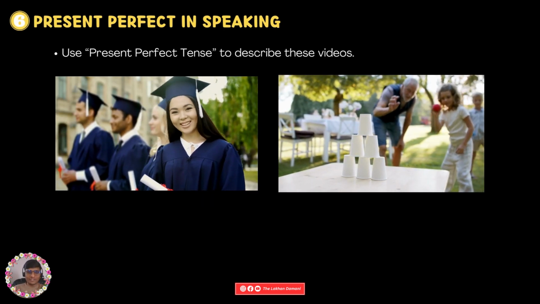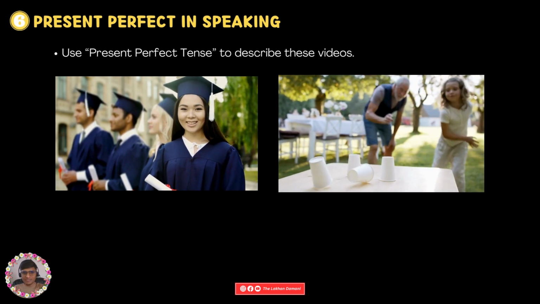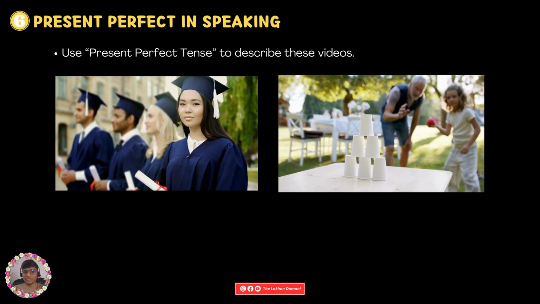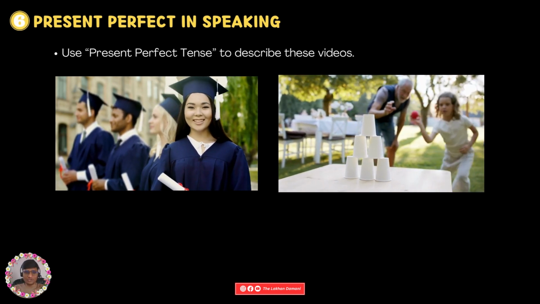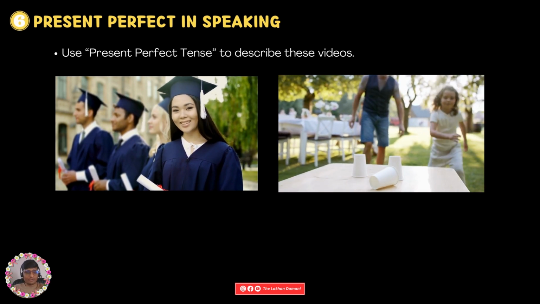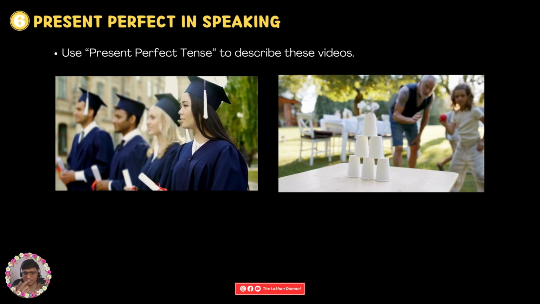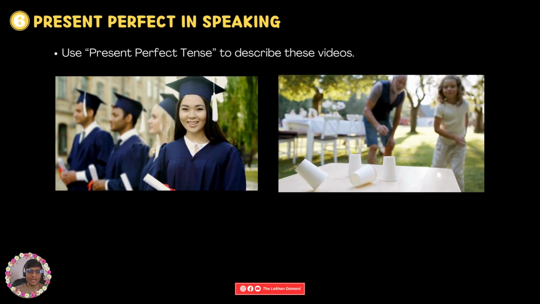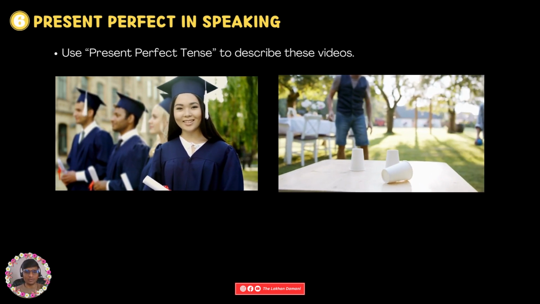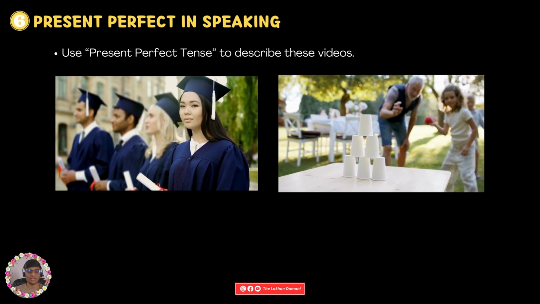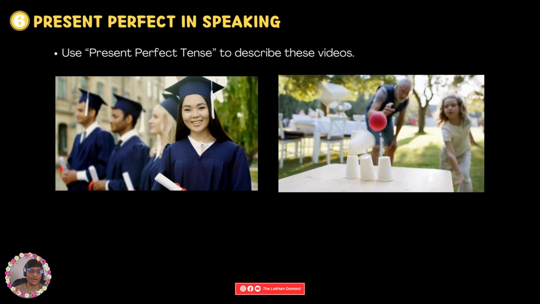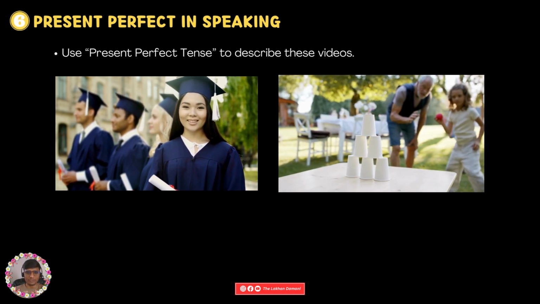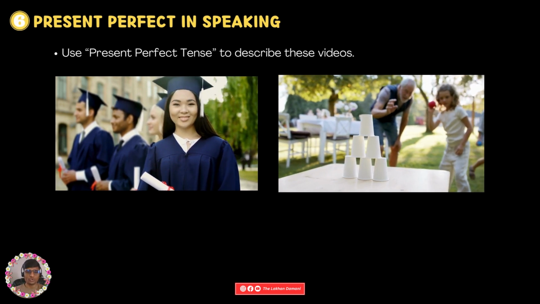Now you have this practice, present perfect tense in speaking. You are going to use present perfect tense to describe these two videos. What is happening in the first video and in the second video? You can use some present perfect sentences. For example, you can say that a man has hit the ball or hit the cup. This is one simple example, but you are going to make more. They have graduated. They have graduated. I simply made these for you in simple words, but you can practice more in order to understand this tense.